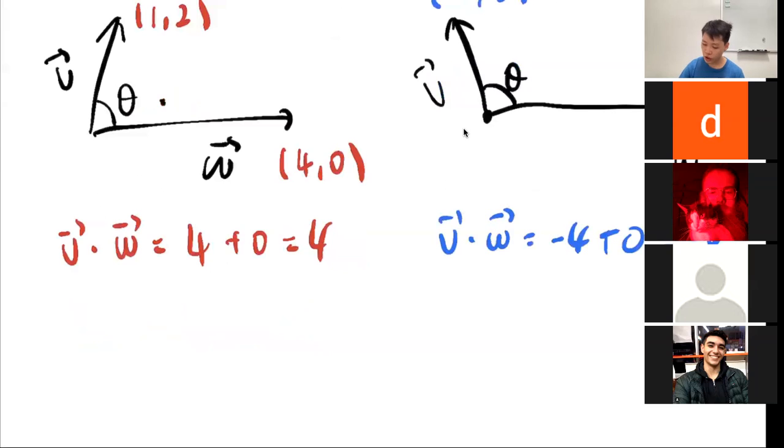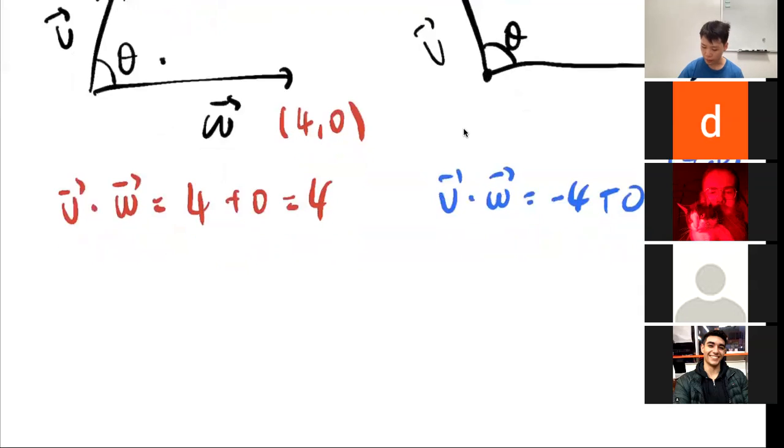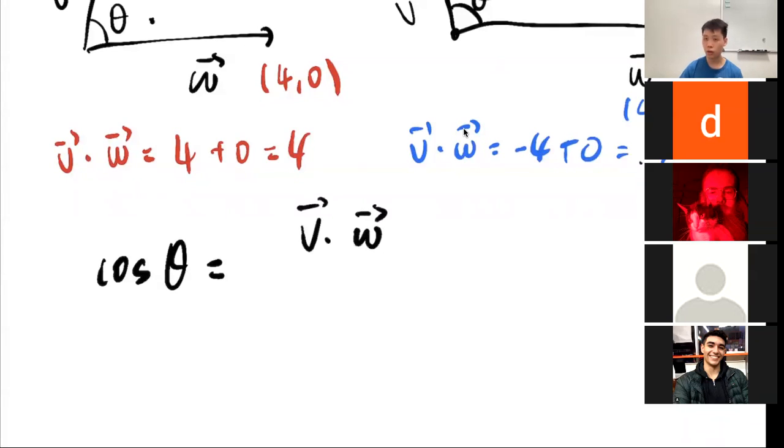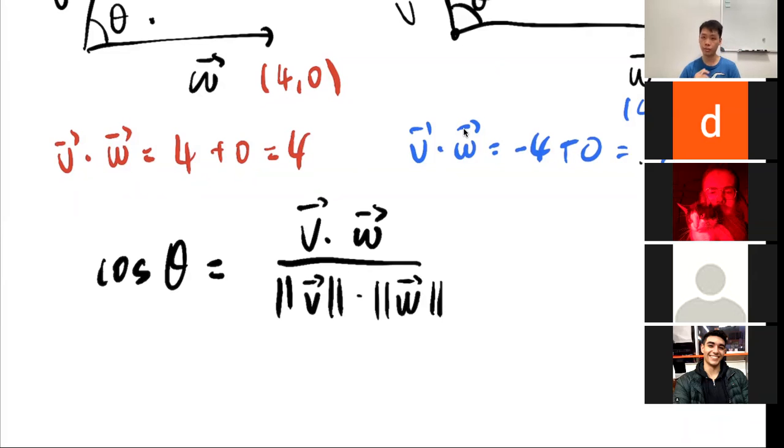Okay, so in general, the angle between two vectors can be accurately determined by the dot product. The relationship between angles and dot products is given by this formula: the cosine of the angle between two vectors is the same as the dot product divided by the length of vector V times the length of vector W.